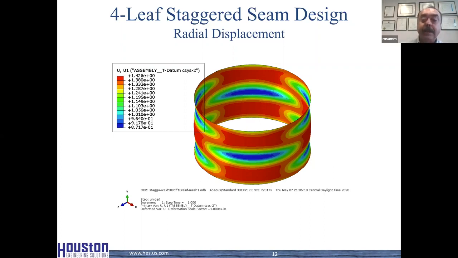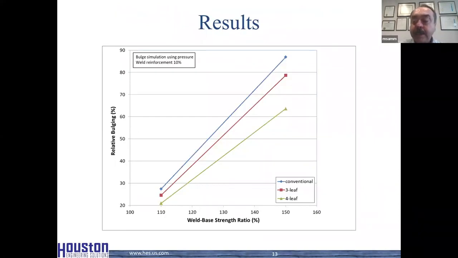So if we take the data and we plot it on a chart, what we see is that the three designs, the conventional design, the three-leaf and the four-leaf design, vary as we go from 110% of the weld-to-base strength ratio to 150%. Like I said, in most cases that we see, we're somewhere in between those two limits for the drums that are actually built today. So the x-axis is that weld-to-base strength ratio. The y-axis is the relative bulging, which is the amount of additional displacement that we get from those radial displacement plots.